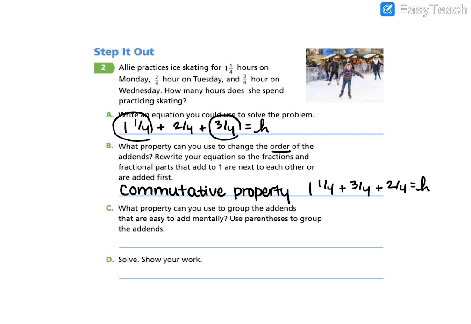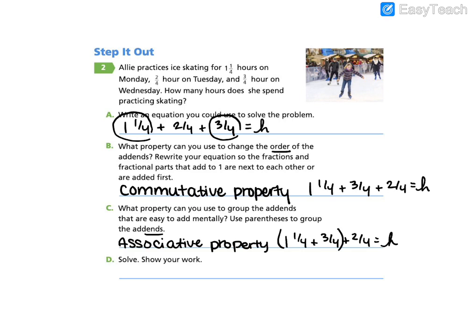What property can you use to group the addends that are easy to add mentally? Use parentheses to group the addends. The associative property allows us to do that. But I like to think of associative as who are you associating with. As we put the parentheses, we tell them they must associate with each other first. So (1 1/4 plus 3/4) plus 2/4 gives us our number of hours. Our parentheses go here because those are the ones we're going to add together first.